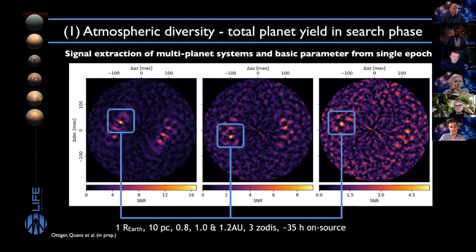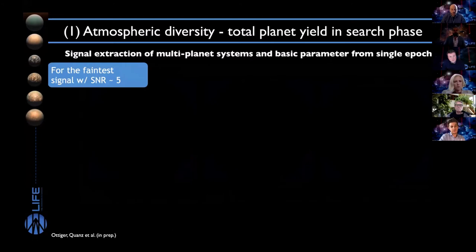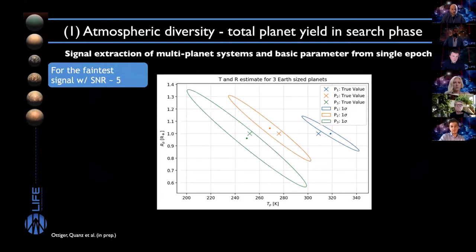This is again shown here with what kind of planets were simulated. These are planets with one Earth radius, at 10 parsec, and at certain different separations. We have exozodi disks included, and this corresponds roughly to 35 hours of on-source time. Now if you ask the question what we can learn from the derived spectra, we took as an example the weakest signal from these three planets. And we asked the question: how well can we constrain the radius of the planet, the temperature of the planet, and also its position?